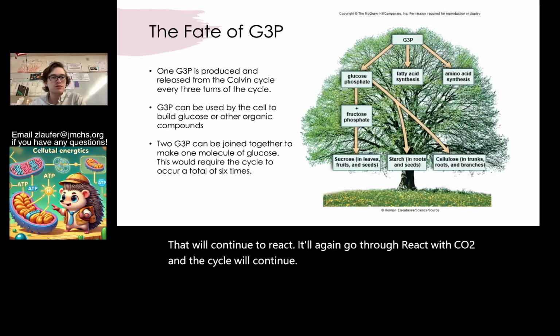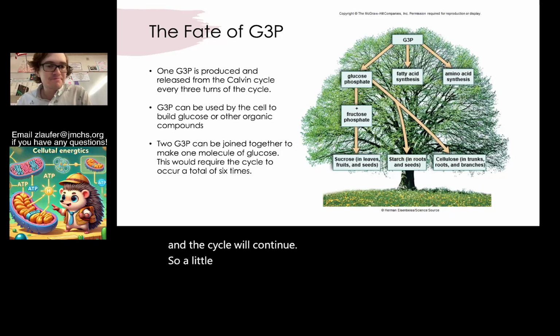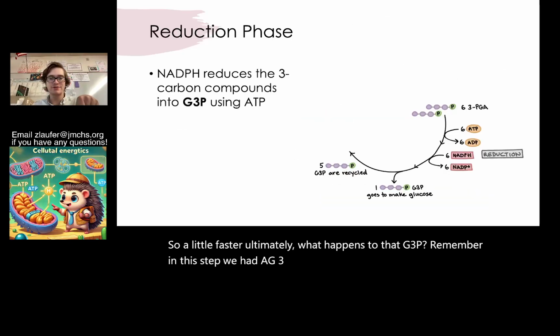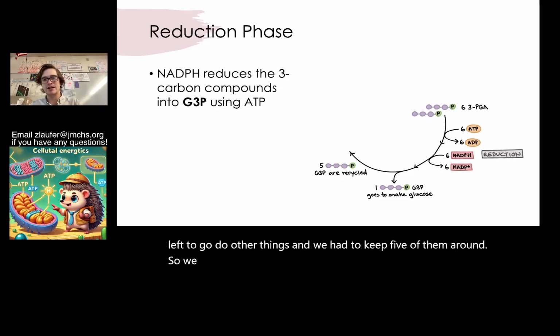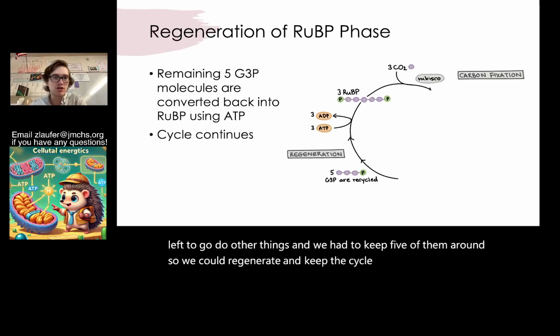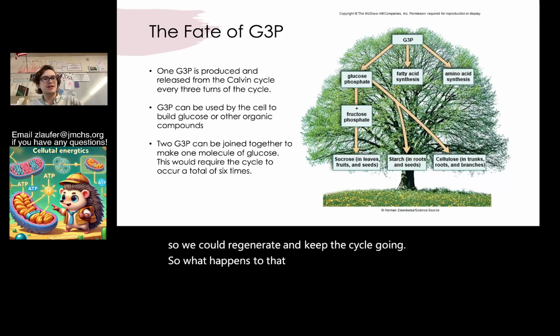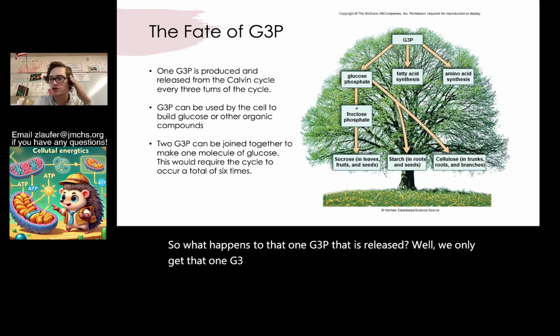So, a little faster. Ultimately, what happens to that G3P? Remember in this step, we had a G3P, and it left to go off to make glucose. It left to go do other things. And we had to keep 5 of them around so we could regenerate and keep the cycle going. So what happens to that one G3P that is released? Well, we only get that one G3P every 3 turns of the cycle.